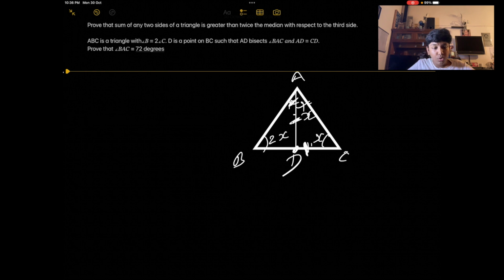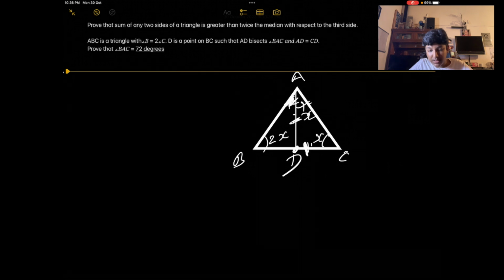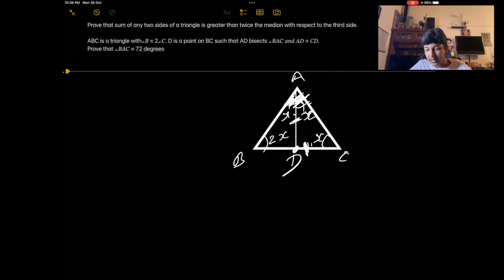Now what about this angle over here? Let's see. So basically we were given that angle B is 2 angle C. D is a point on BC such that AD bisects. So the word bisects is very important. So it's bisecting, meaning this angle that is on this side is equal to this angle, and now this angle is X. So this angle will also be X, right? So over here we get this angle to be X, this angle to be X, this angle to be 2X, and this angle to be X.